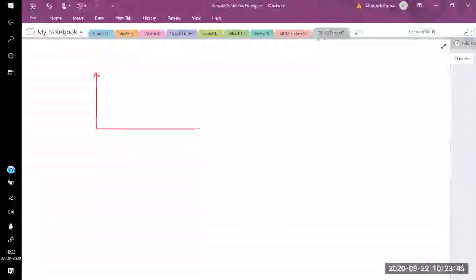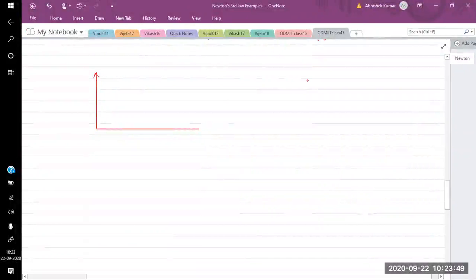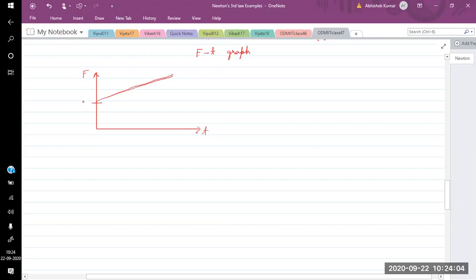We will discuss the graph of F and T, the FT graph. So what is the FT graph? The force and time graph. Suppose we have a force time graph like this. What does the force time graph indicate, and how is it related with other quantities such as momentum?